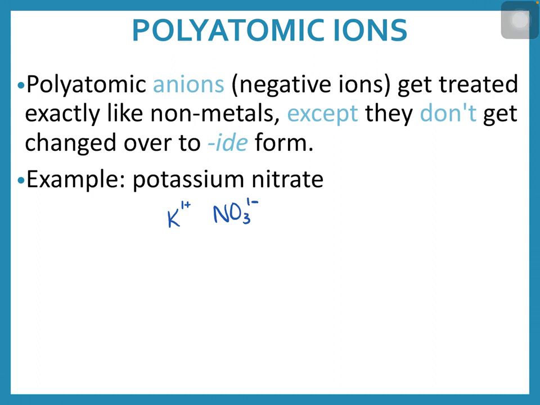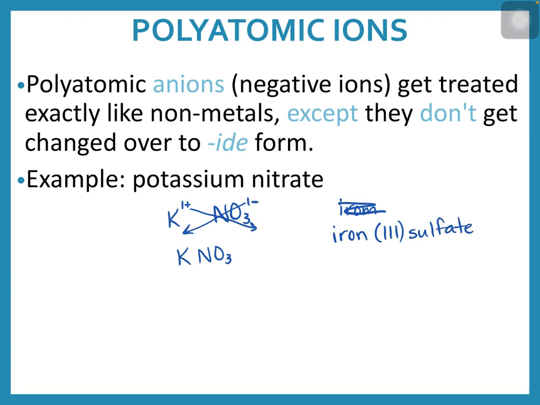So as we do our crisscross again here, we have 1 and 1 and we don't write the 1. So KNO3 is potassium nitrate. And let's do another one. Let's put this together with multivalent. So let's do iron. Whoops, that's not iron. Iron 3 sulfate.